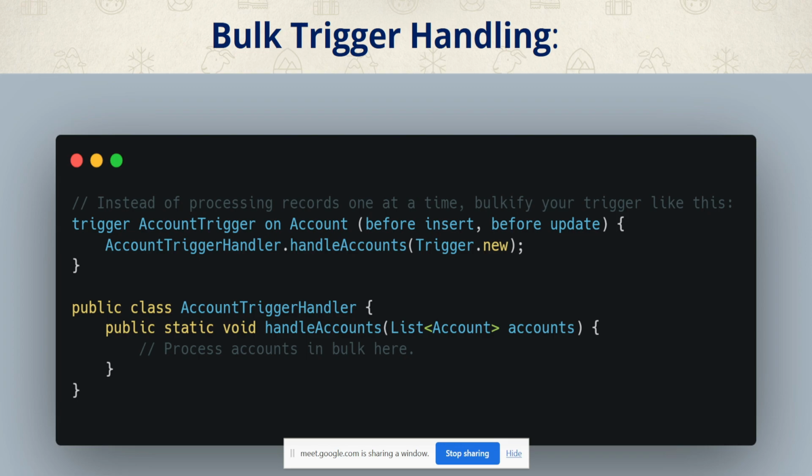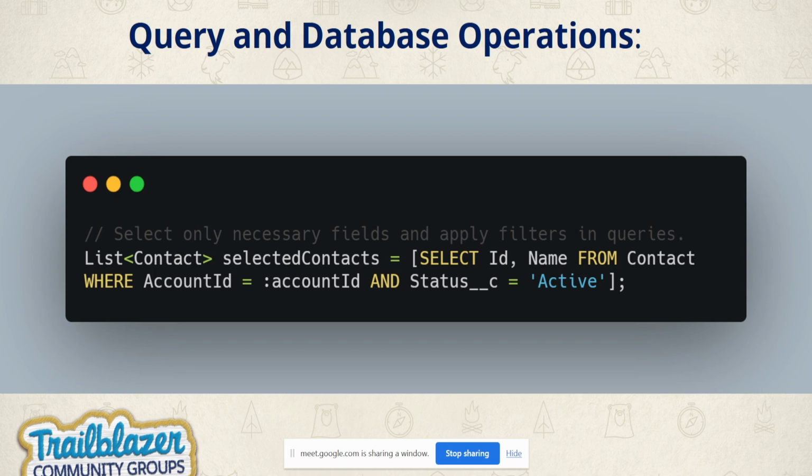So this is the first way to bulkify your trigger and handler class. If you have a trigger like this, always create the handler and process multiple records, like processing accounts in bulk here. This is the first technique to bulkify your trigger. And this is the second way: query and database operations. That is the most important, because Salesforce always works with governor limits. Salesforce always has limitations, so please consider these things.